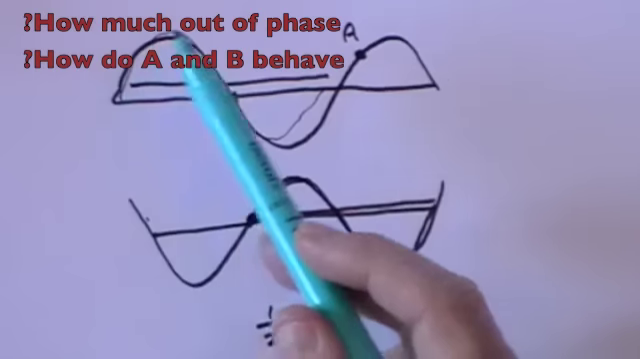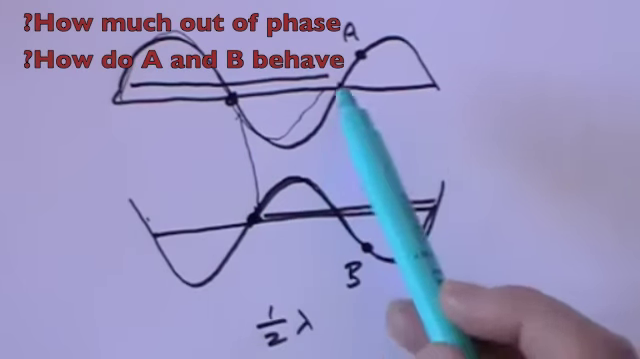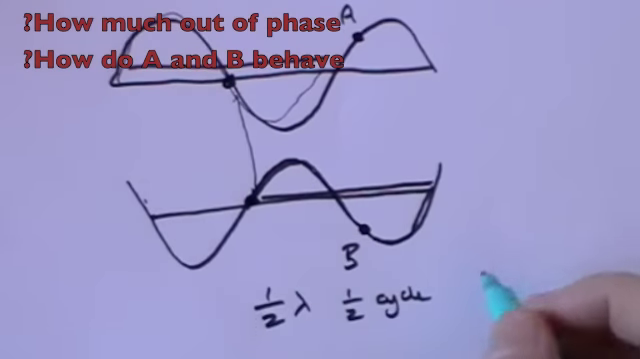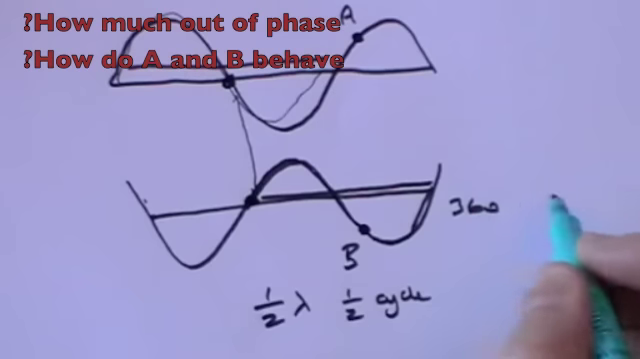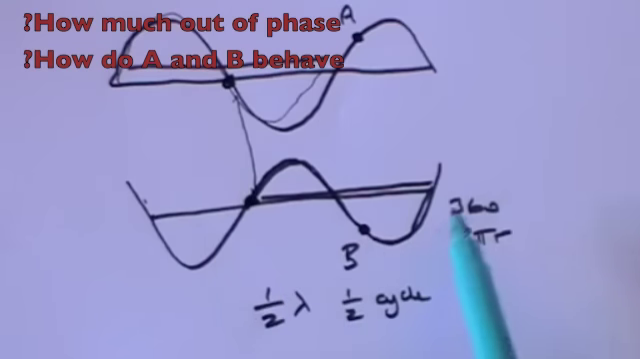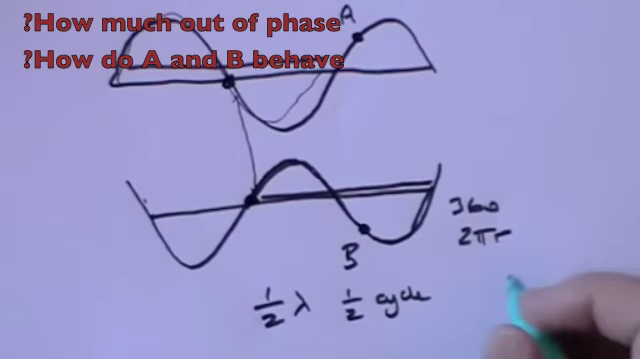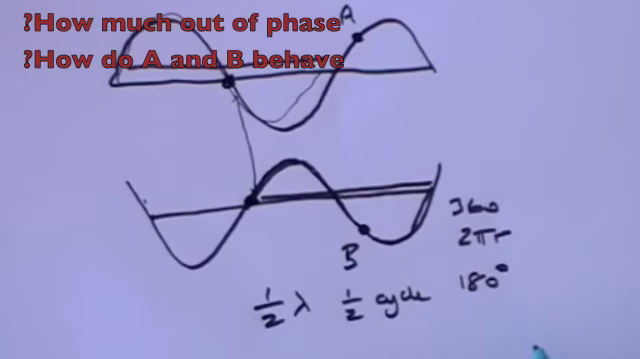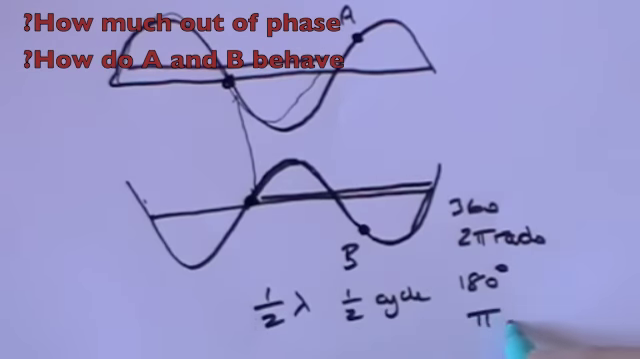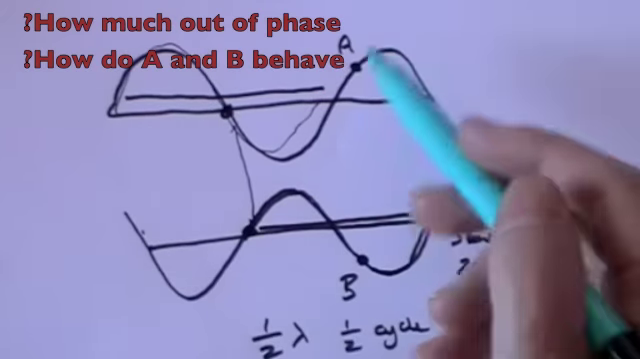But it's also one half of a cycle. This is one complete cycle. This is one complete cycle. So it's also half a cycle. One complete cycle is 360 degrees or 2 pi radians. So if we are half a wavelength or half a cycle behind, then we are 180 degrees out of phase, which is half of 360, or we are pi radians out of phase. The second part of the question is, what can you tell me about the relative motion of A and B?